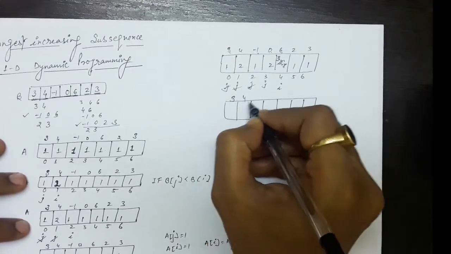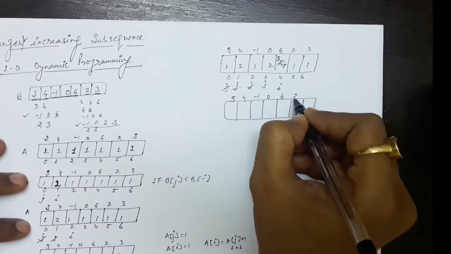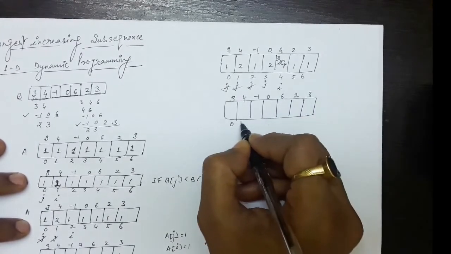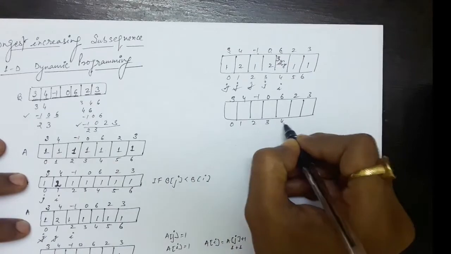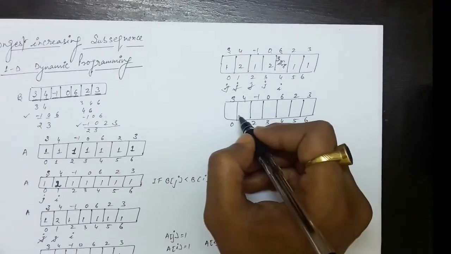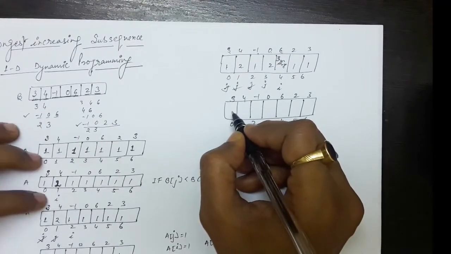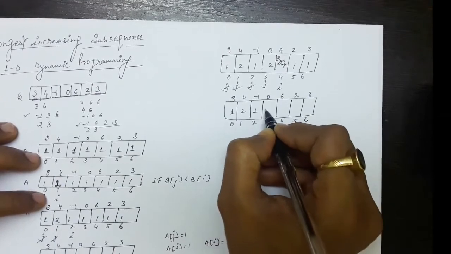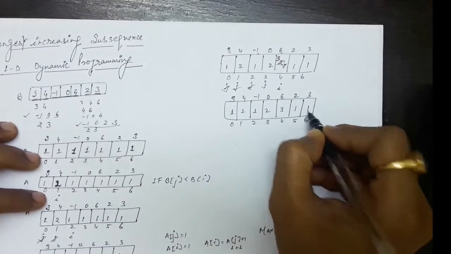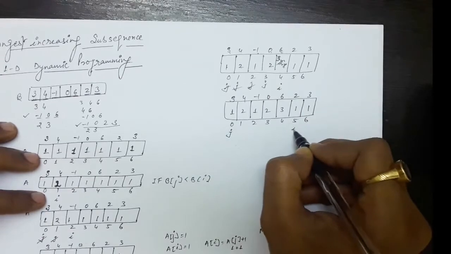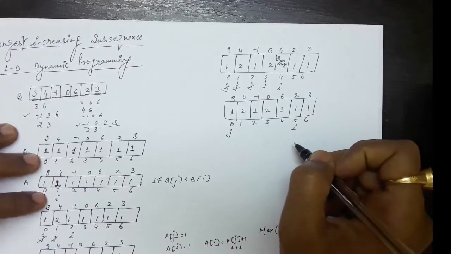Then 3, 4, minus 1, 0, 6, 2, and 3. Indexes are 0, 1, 2, 3, 4, 5, and 6. The values are 1, 2, 1, 2, 3, 1, and 1. Here we have J, and here we have I. Again, do the same thing.